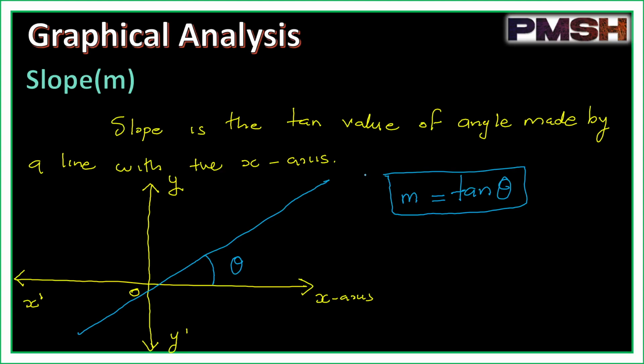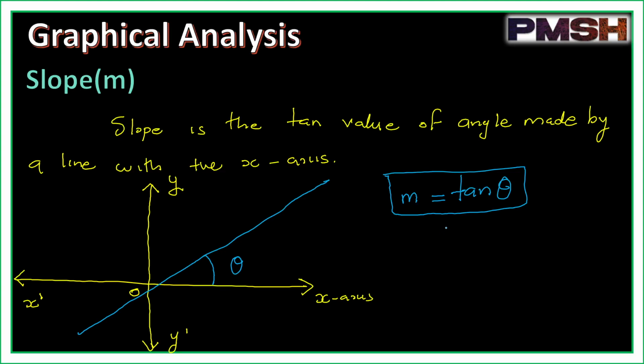I hope the concept is clear. There is a line. That line is making an angle theta with positive x-axis. Okay, that is very important. With positive x-axis. Then tan value of that angle is called as the slope. So if the angle is given, you can use this equation to find the slope.